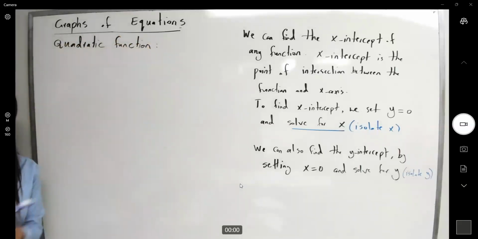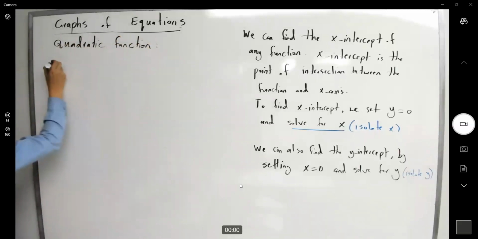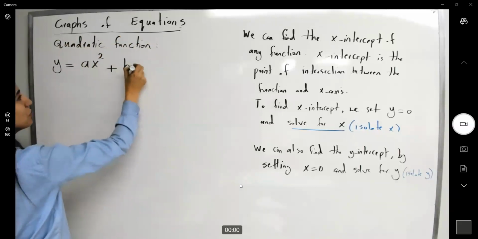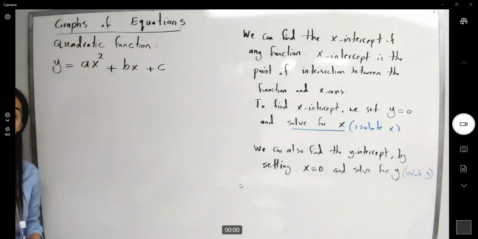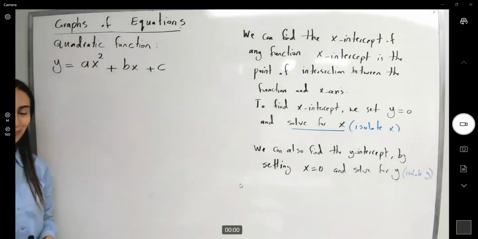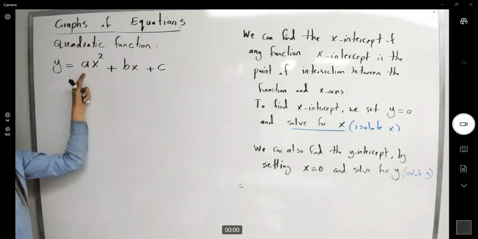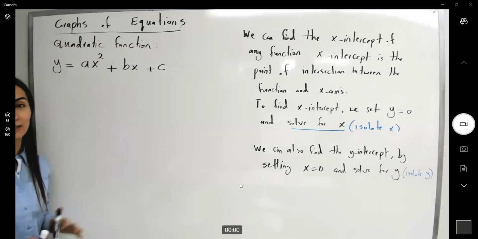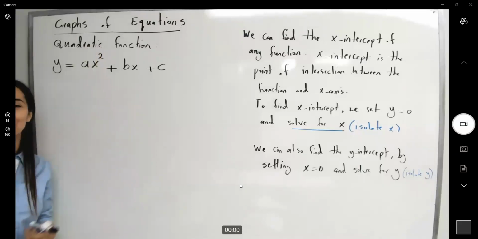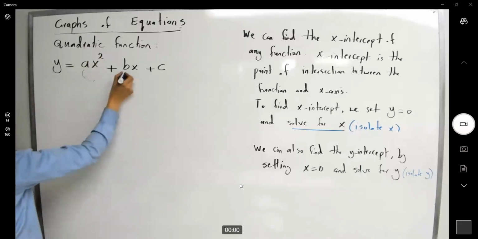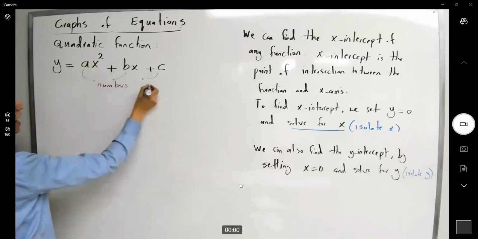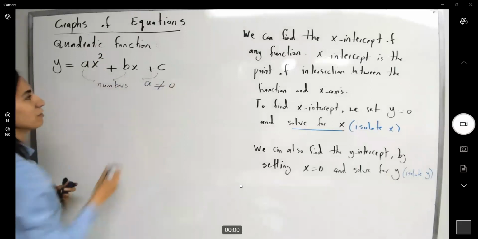When you have a quadratic function, you have a function of the following form. Y is equal to ax squared plus bx plus c. It happens that a, b, and c are numbers, and the leading coefficient, a, is never 0. Otherwise, we get a linear function, which is not the one that we are looking for.